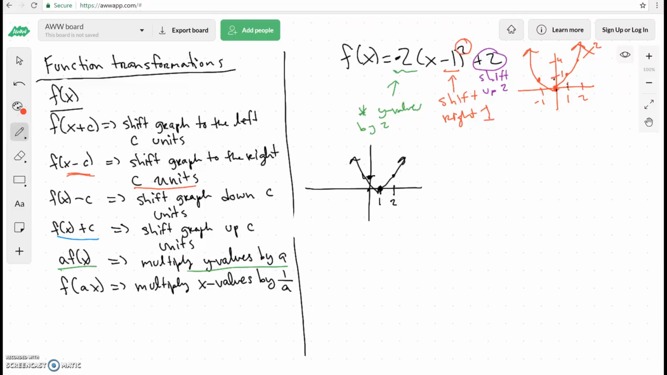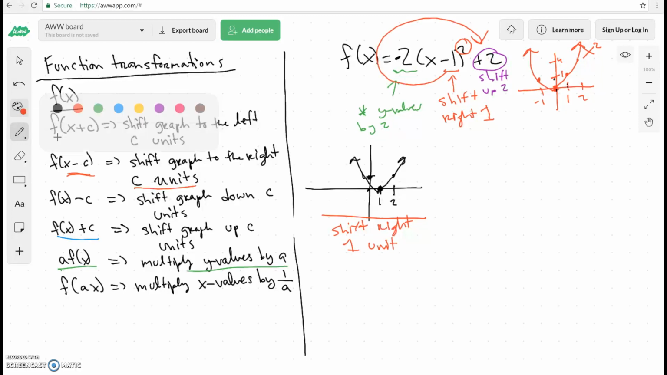Okay, so right after this, it's me shifting it. Oh, maybe I should have used the other color. This is shift right 1 unit. Okay, so this is what I put for the red. Now the next thing that I'm gonna do, I'm gonna go ahead and do the green part. Okay, because this is how I'm gonna do this problem. The green part tells me y values by 2. So I'm gonna multiply all my y values by 2.